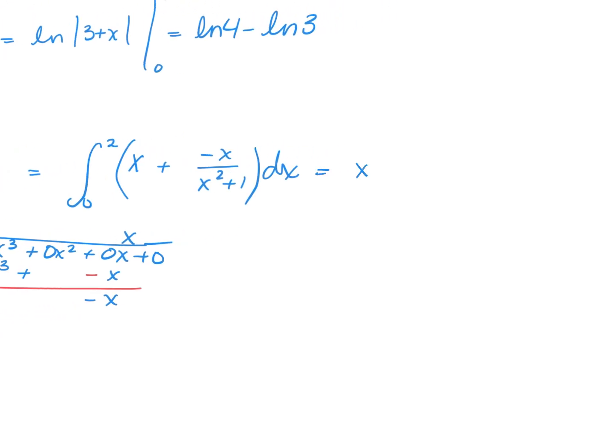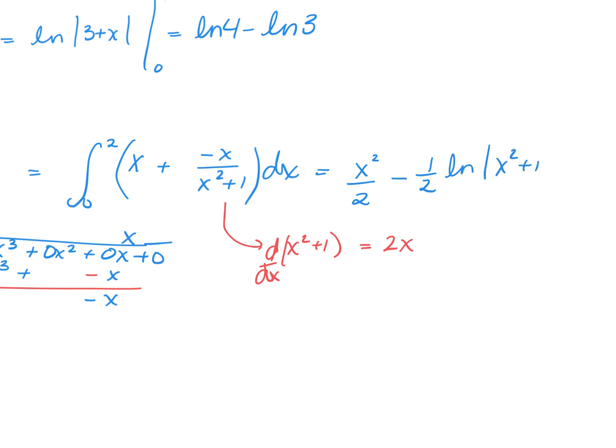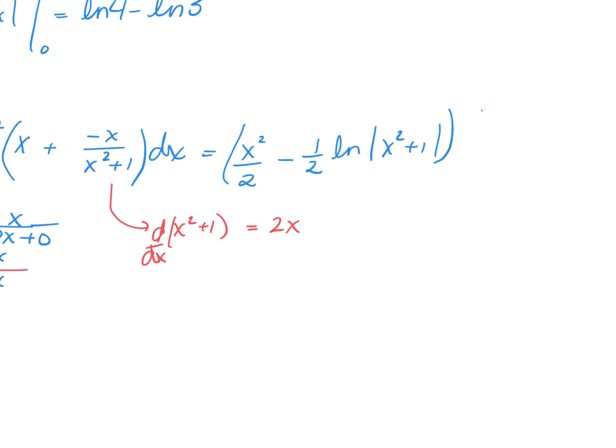Now the first part of this integration is pretty straightforward. It's just going to be x squared divided by 2. Now for this, if you realize that the derivative with respect to x of x squared plus 1 should be 2x, and you realize that a 2 is missing, then this will become negative 1 over 2, the natural log of the absolute value of x squared plus 1, evaluated from 0 to 2.